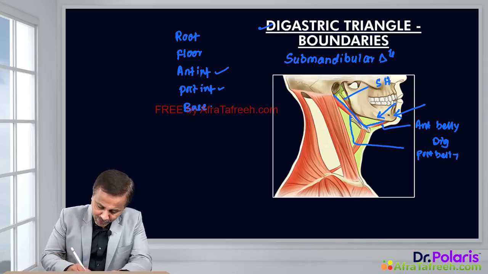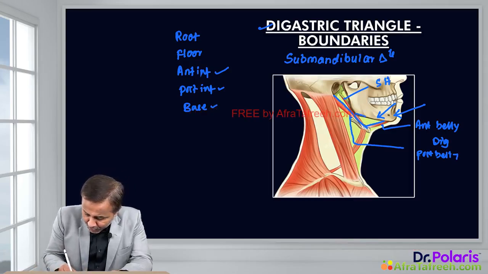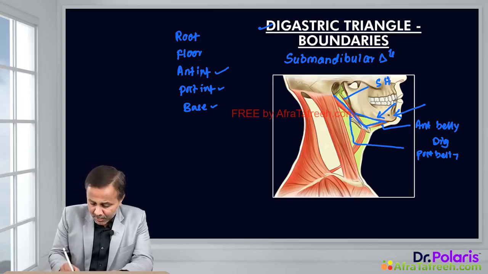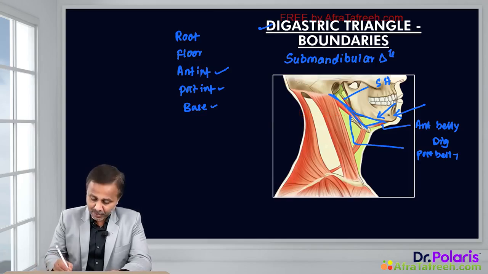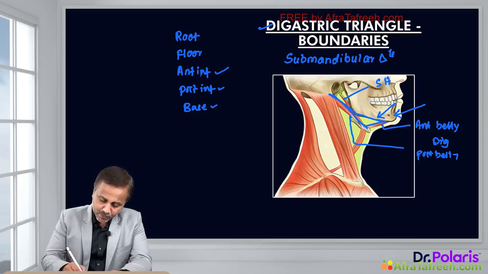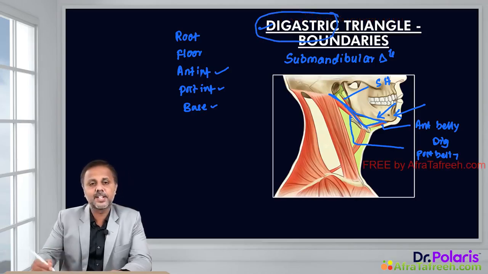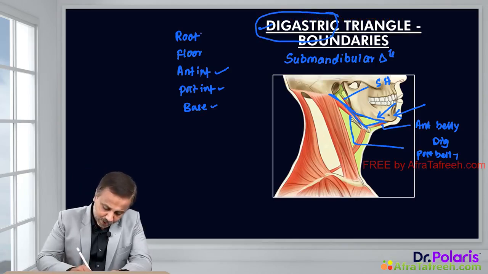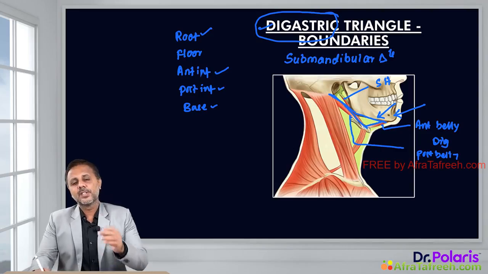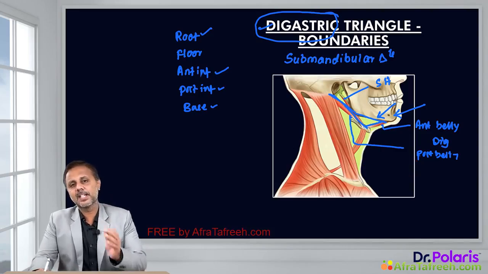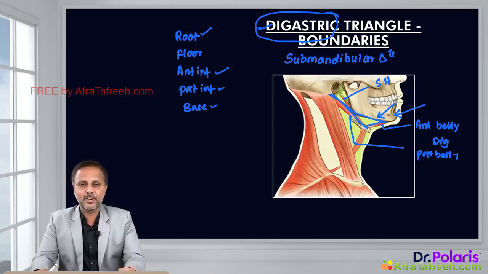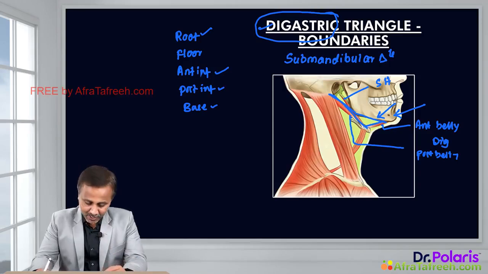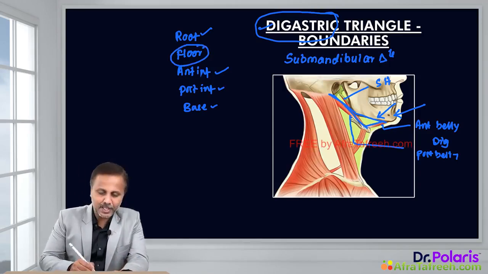What about the base then? The base is formed by the lower border of the body of the mandible and a line joining this with the mastoid process. So this triangular region is what we refer to as the digastric triangle. What about the roof and floor then? The roof of the submandibular triangle is formed by skin, superficial fascia, then platysma and the investing layer of deep cervical fascia.